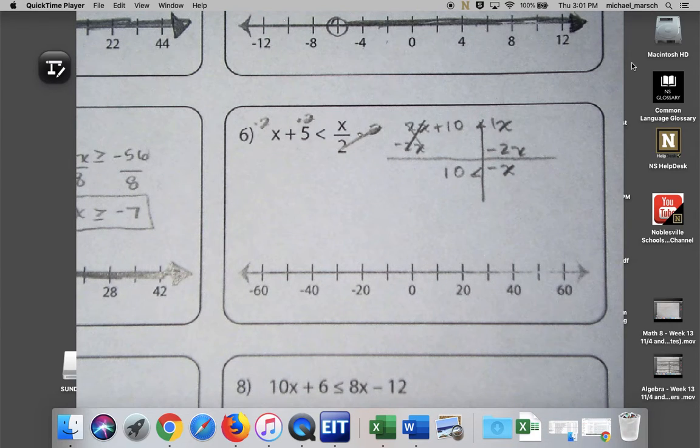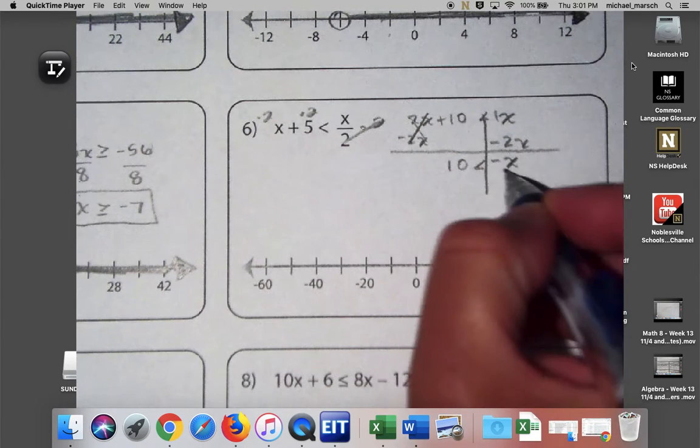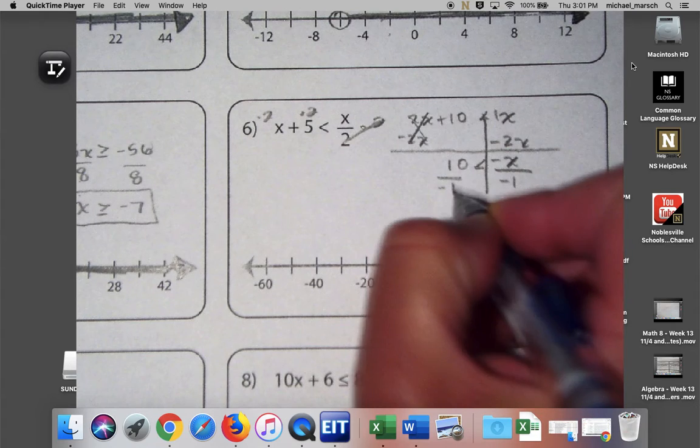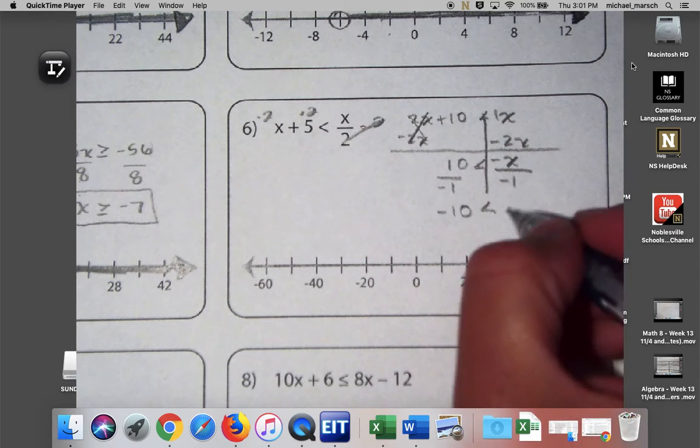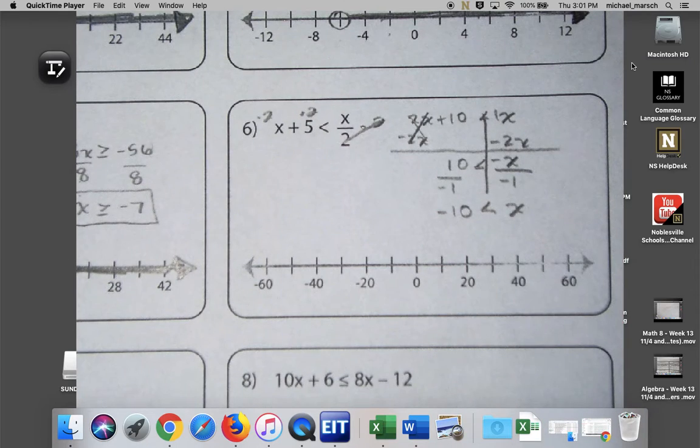That's a lot. Can't have a negative x, so what's the trick to make our variable positive? Does anybody know the trick? You do the thing. The thing that is divide by negative 1. Yeah, that's what you were thinking about. So I have negative 10. I do have to flip my sign. It's less than x.